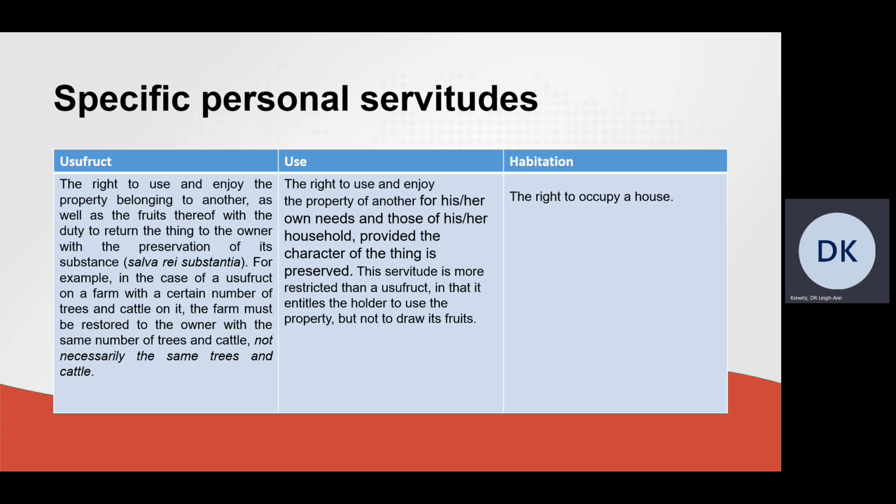A personal servitude of use is the right to use and enjoy the property of another for his or her own needs, and those of his or her household, provided the character of the thing is preserved. This servitude is more restricted than a usufruct in that it entitles the holder to use the property, but not to draw its fruits. And a personal servitude of habitation is the right to occupy a house.